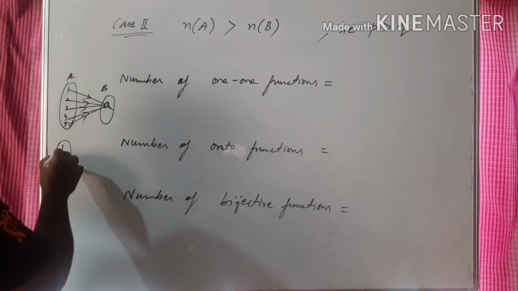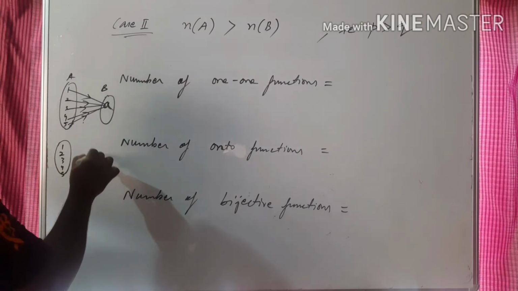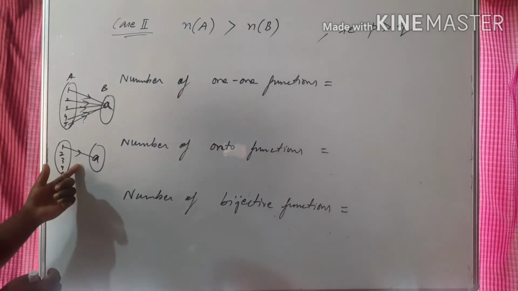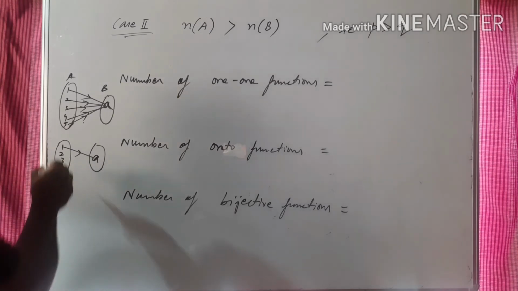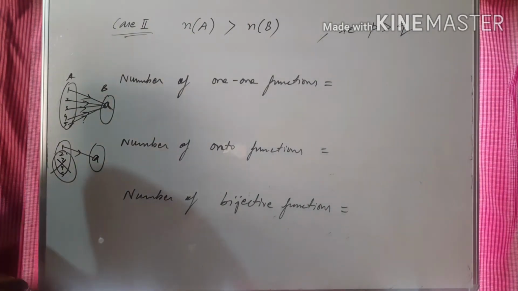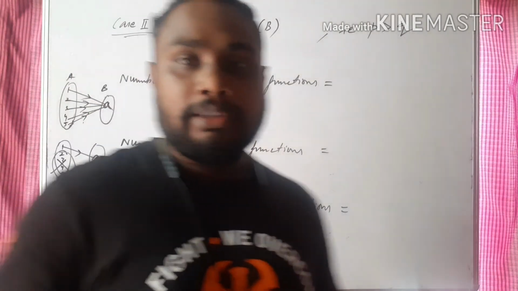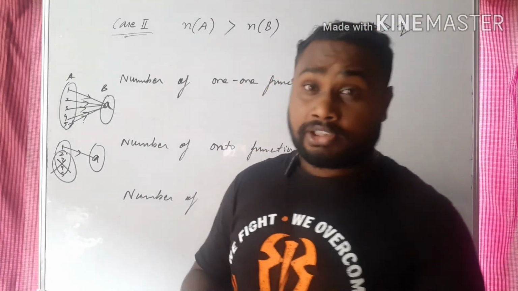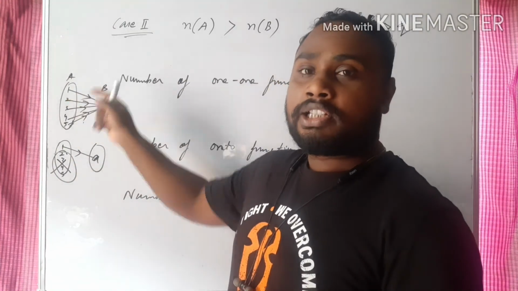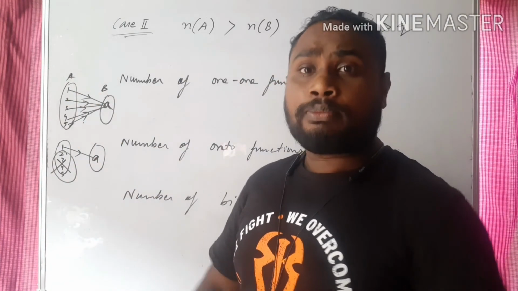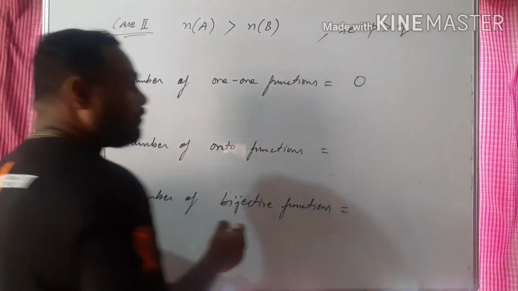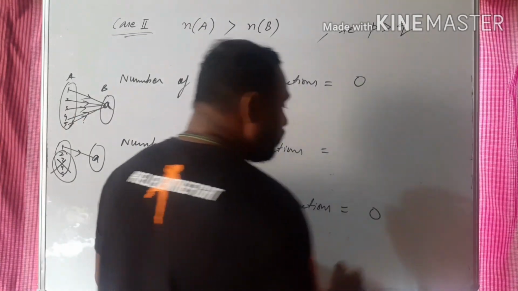If you try to make a one-one function here, say this is a one-one function, if you are thinking that it is one-one, then it's wrong, because these elements are left out. So in the first set the elements can't be left out, isn't it? If the elements in the first set are left out, it will no longer be a function. So here a one-one function cannot be formed whenever set A is greater than set B. One-one function is not possible, onto function is possible. So here the number of one-one functions is 0, and so the number of bijective functions will also be 0.